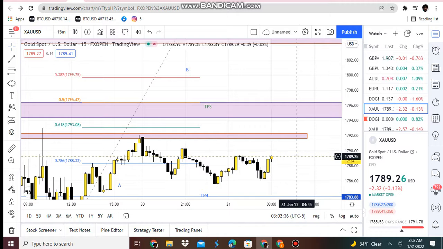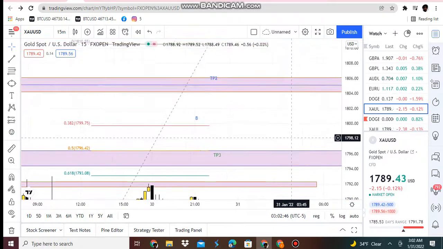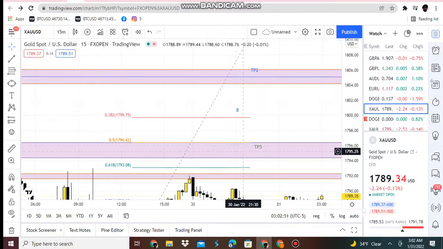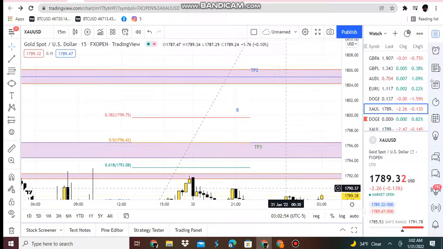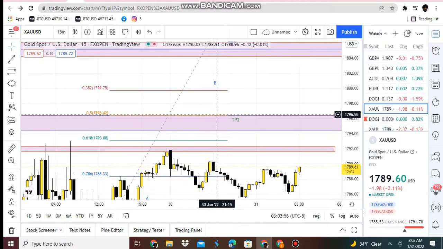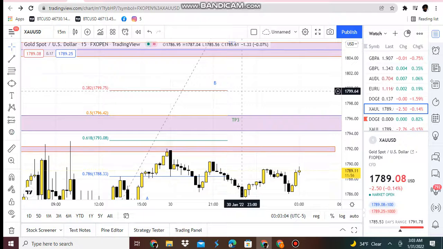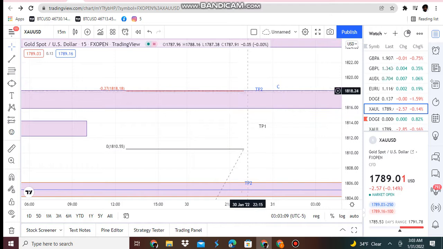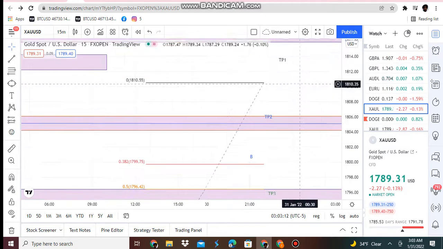All right, gang. So price is now at 1789, and the next key level is take profit 3 at 1796. On our Fibonacci, we're seeing price push up to 0.5. It's going to go to 0.618, then once it gets past 0.618, it's going to go to 0.5. Take profit eventually at 0.382, all the way up to 0, and then eventually all the way up to the 27 extension at 1818. So we have to be patient, though.